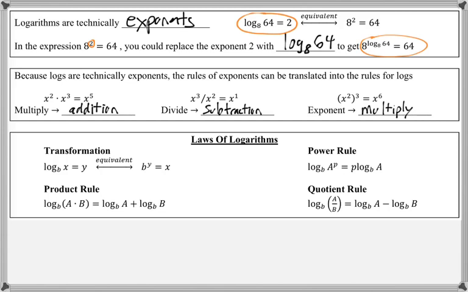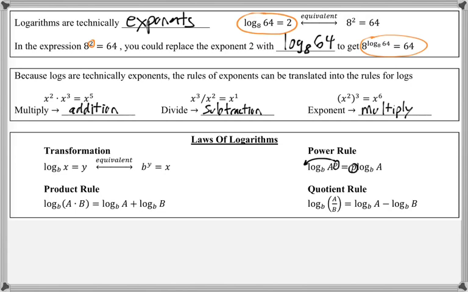For the quotient rule, we're taking 2 terms that are being divided on the inside and breaking it up into 2 different logarithms with a subtraction sign between them. So we're changing a division problem into a subtraction problem. And then lastly, for the power rule, we have an exponent, and we're bringing that down to the main level as a coefficient. So now that's changing the exponent into a multiplication problem.